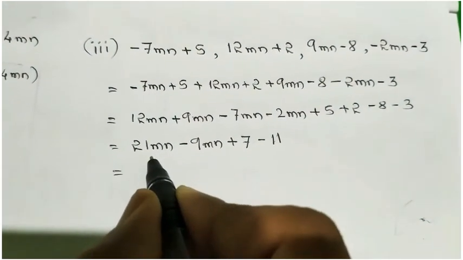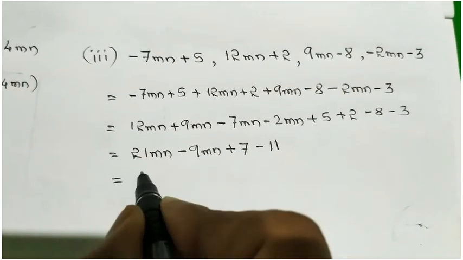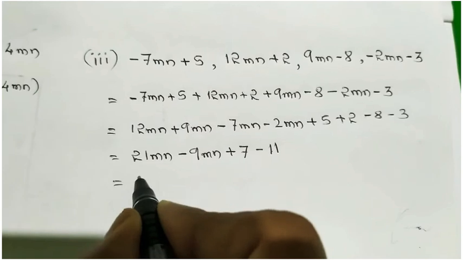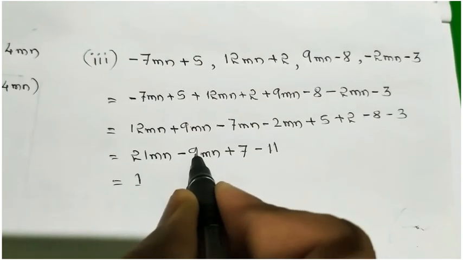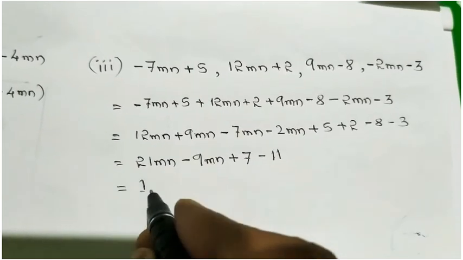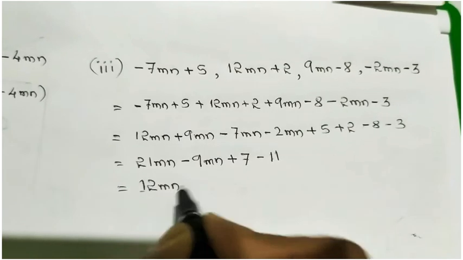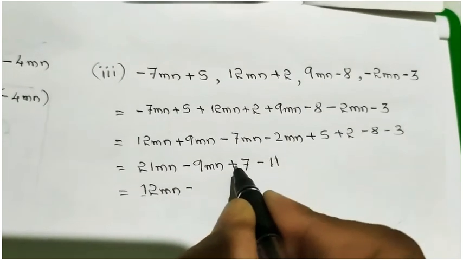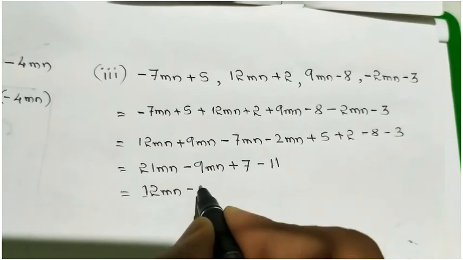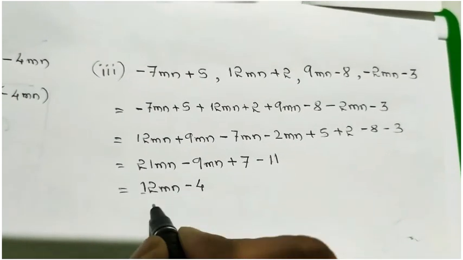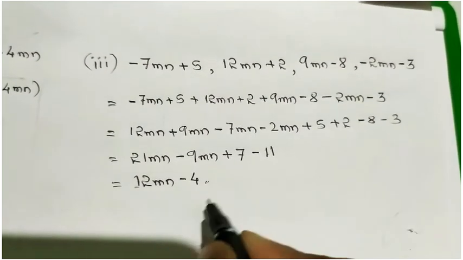Okay, so 21mn minus 9mn, it will be how much? 12. So 21 is there, here 9 is there. So if you subtract, so here we will get 12mn, plus minus, so here we have to make minus 11 minus 7, it will be 4. Which 4? Minus 4. So our answer will be 12mn minus 4.